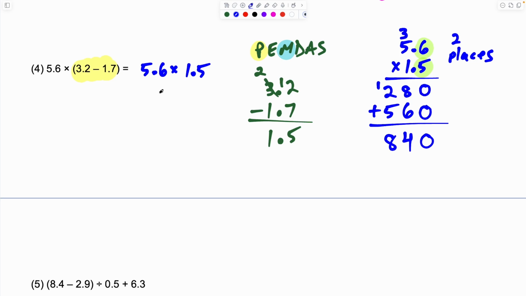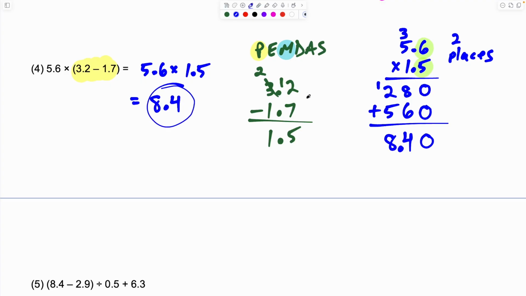So we're going to get not 840. We have to pay back 2 decimal places. So I put my decimal here, and I'm going to move this 2 spaces to the left. So we go 1, 2. And the solution here is going to be 8.4. Okay, so we're going to get 8.4.